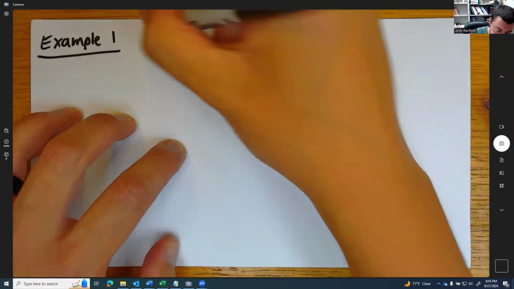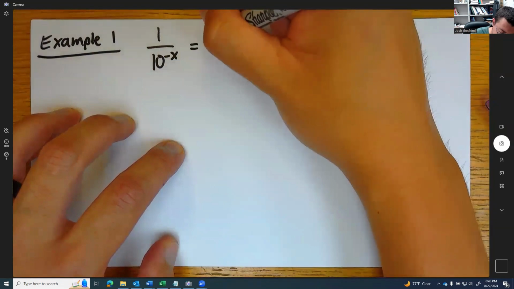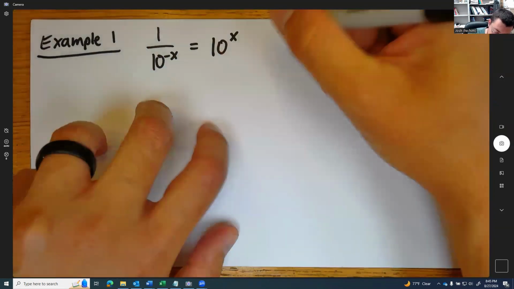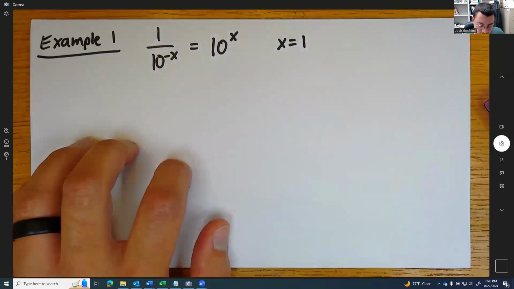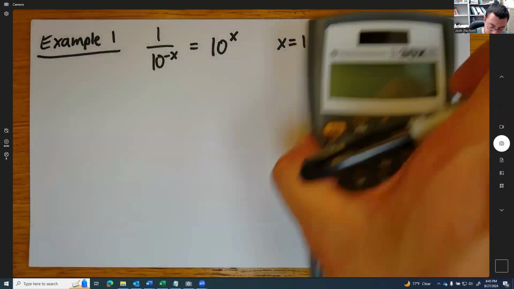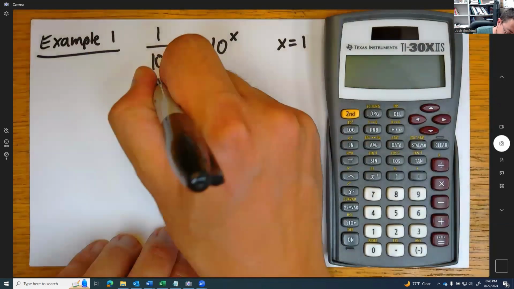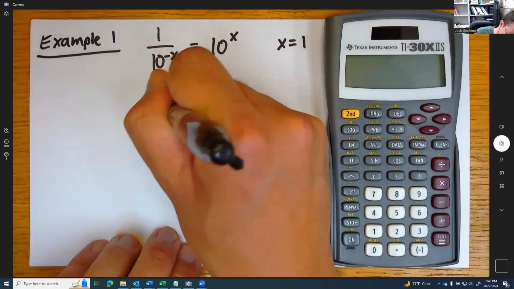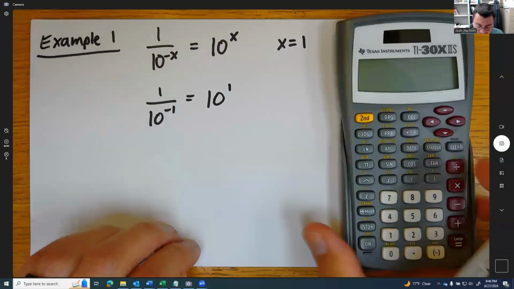we wanted to show that 1 over 10 to the minus x is the same thing as 10 to the x. And they gave a suggestion of using x equals 1 to prove this, although we could use anything. So first, let's tackle this problem in the fastest way possible. Let's use a calculator. Let's first set up the problem. So we're going to have 1 over 10 to the negative 1 is equal to 10 to the positive 1. We want to show that this is true.